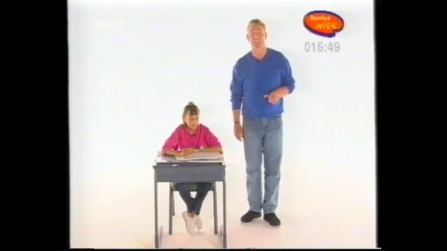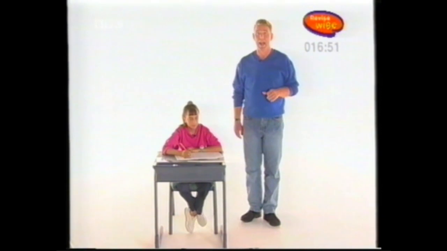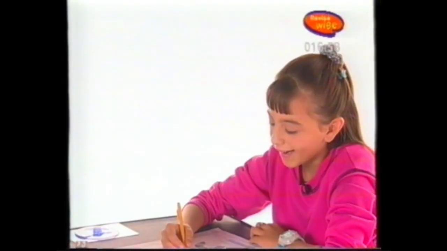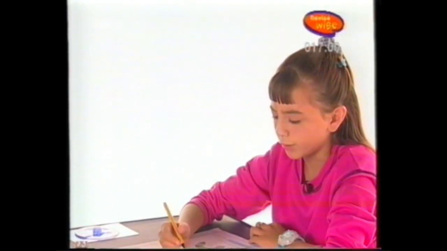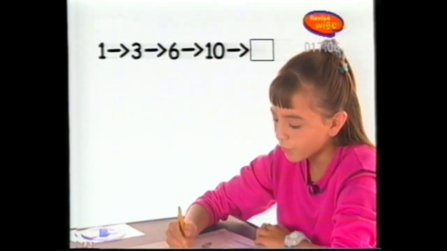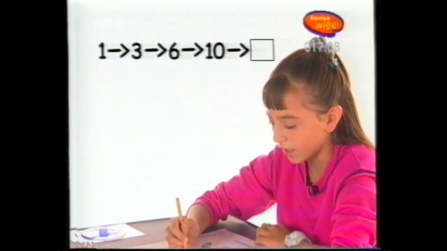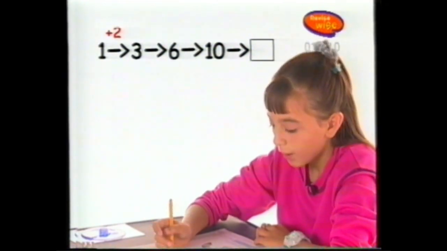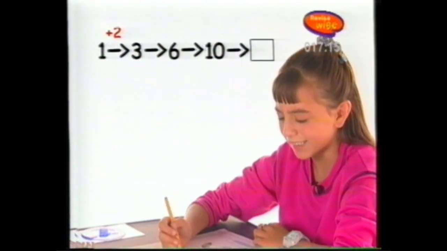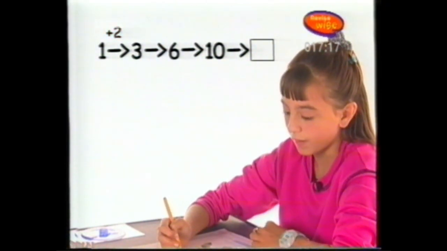Number sequences in the test are usually a bit more tricky than this, and the rule you're looking for may be a bit more complicated. So let's get back to your question. OK, I've got to find some rule that applies to each of these numbers to give me the next one in the sequence. Well, to get from 1 to 3, I can add 2. But if I look at the next step and add 2 to 3, I don't get 6. So adding 2 can't be the rule.